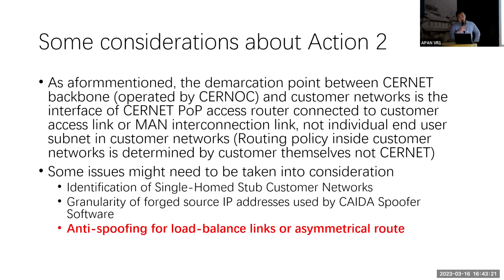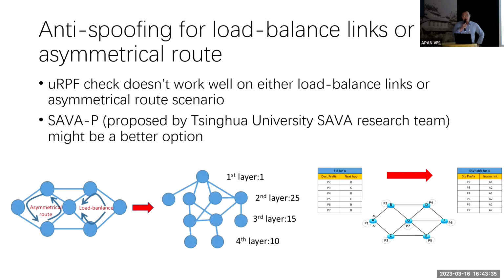And then let's come to the last consideration about Action 2: anti-spoofing for load balance links and asymmetrical routes. As mentioned in previous slides, the uRPF check does not work well on either load balance links or asymmetrical route scenarios. So maybe SAVA-P, which is proposed by the Tsinghua University SAVA research team, might be a better option. And here are some theoretical diagrams about the SAVA-P technology. I'm not quite involved in the SAVA research project, so if you are interested in the SAVA-P solution, maybe you can try to contact the Tsinghua University SAVA-P research team led by Professor Dan Li. And this is all for my sharing on the MANRS implementation in CERNET. Thanks.